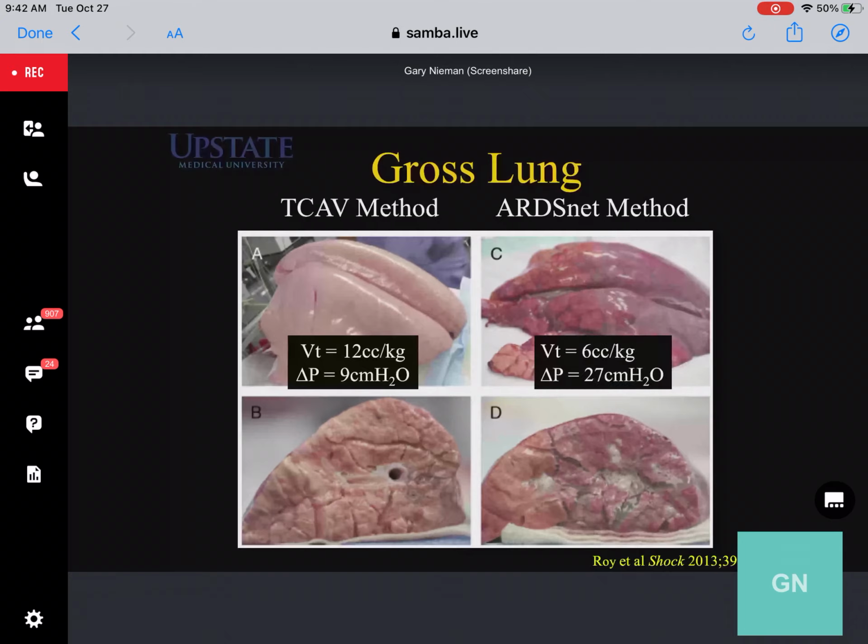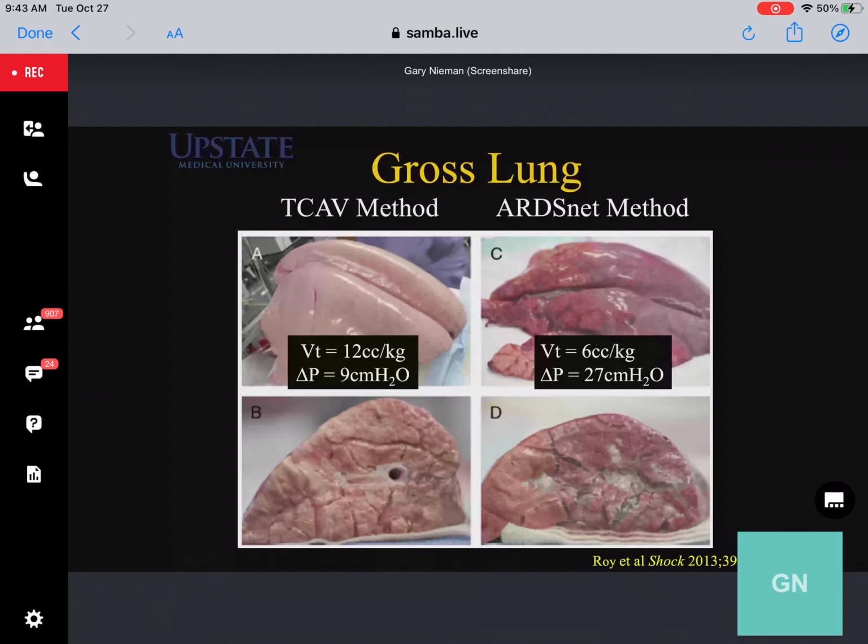In the ARDSnet method, we had low tidal volume, but our driving pressure was very high, 27, in the dangerous range, because of that very low compliance. So again, it's not just the tidal volume, but also the size of the lung and the compliance to that tidal volume that will actually determine the driving pressure. And as you all know from Amato's New England Journal of Medicine paper a few years ago, it's the driving pressure which correlates with lung pathology, not the size of the tidal volume.